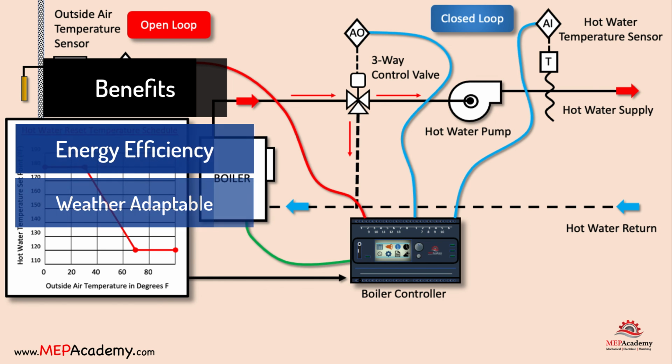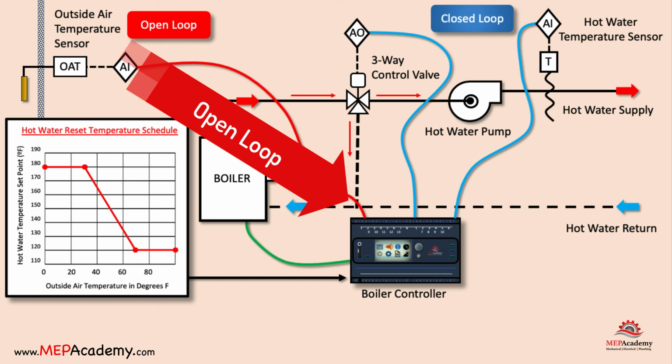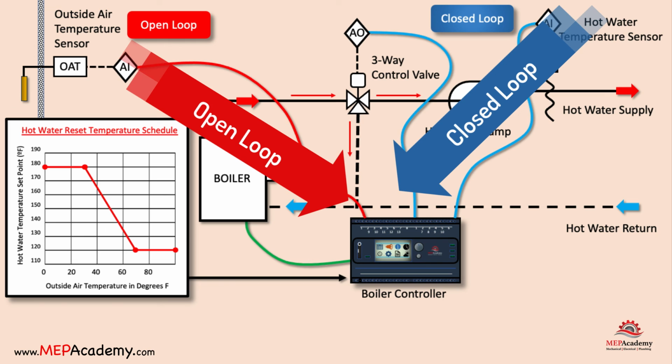In summary, an open-loop system using an outside air temperature sensor and a three-way hot water control valve allows for real-time adjustments of the hot water set point of a boiler based on external temperature conditions. This approach helps optimize energy consumption and provides effective heating in response to changing weather patterns.